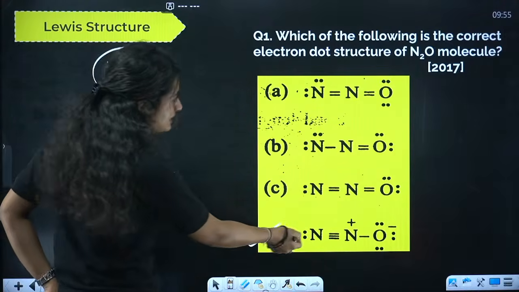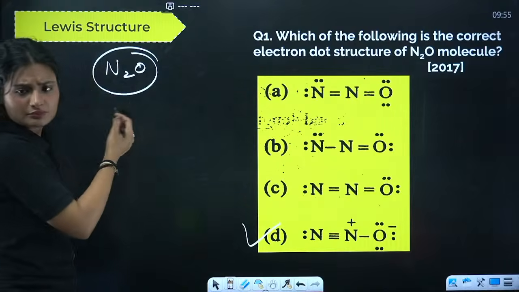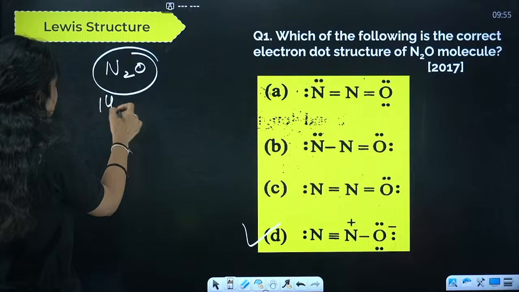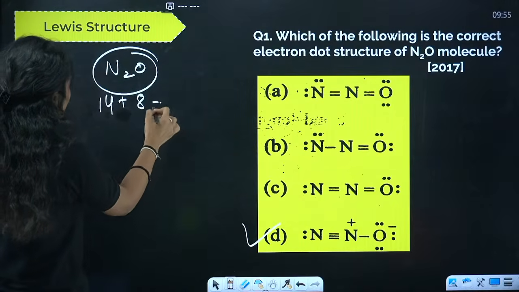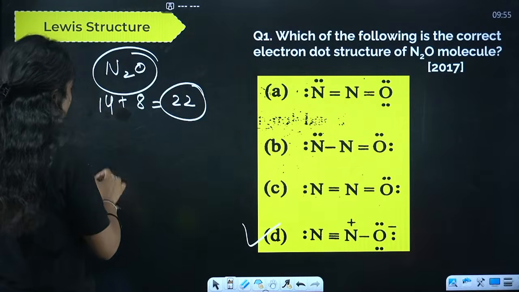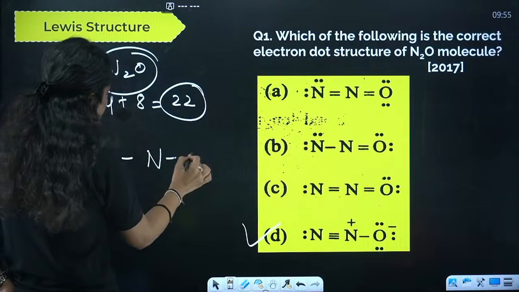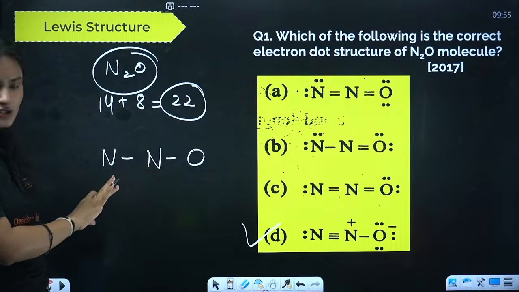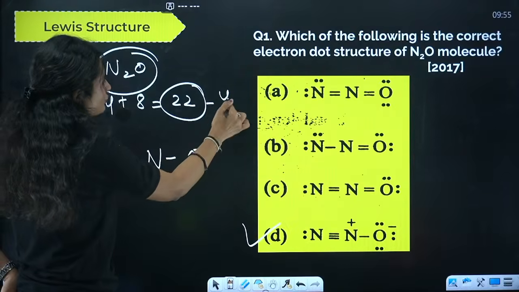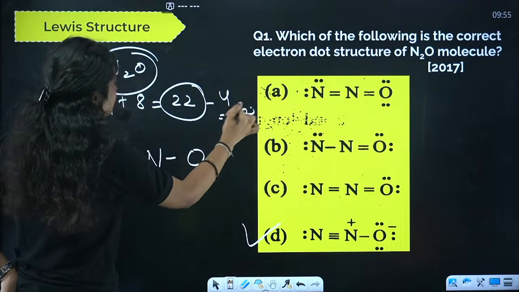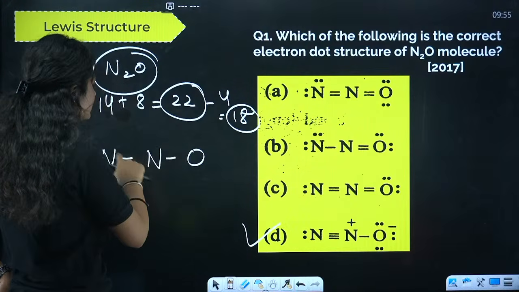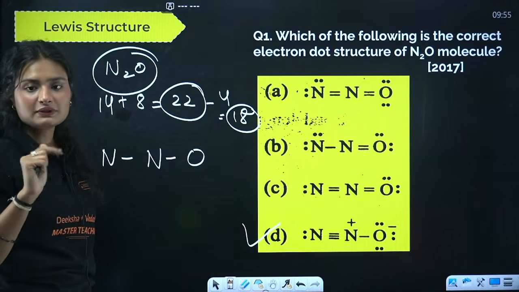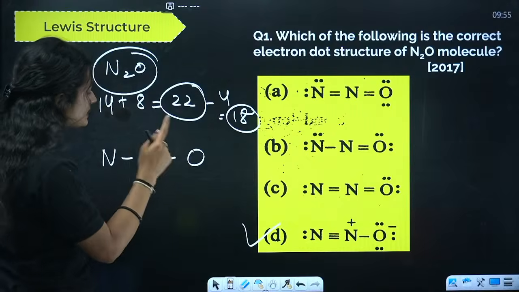Yes, the correct answer is D. Why? Because obviously in N2O, what is the number of electrons involved? We have 10 from nitrogen and 6 from oxygen. That makes around 22 electrons. Firstly we'll start making a simple skeletal structure. Now 4 electrons are gone. If 4 are gone, how many are left? 18 electrons are left, right? Now with these 18 electrons I need to fill in such a way that each atom completes its octet.